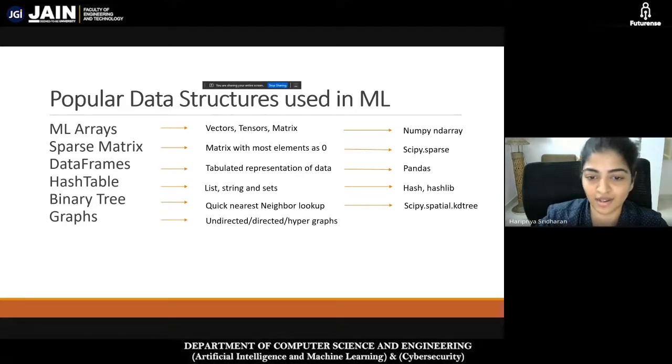Graphs again. Undirected, directed graphs, hypergraphs, and everything. Matplotlib is one library, again, I'm sure that you might have heard of. It's also one form of a data structure for representing the data and also viewing the data. Any questions so far?